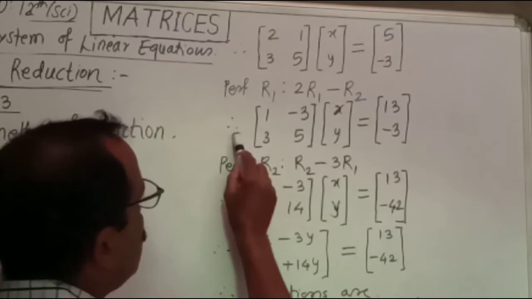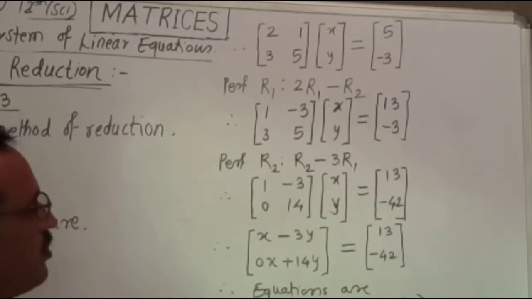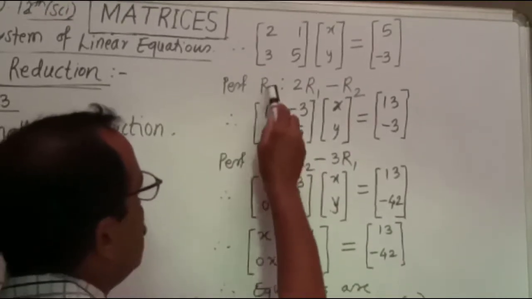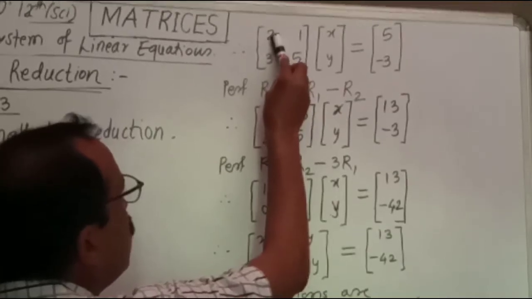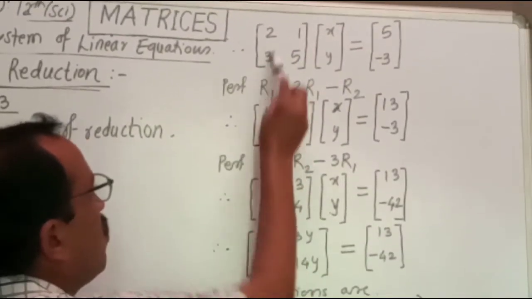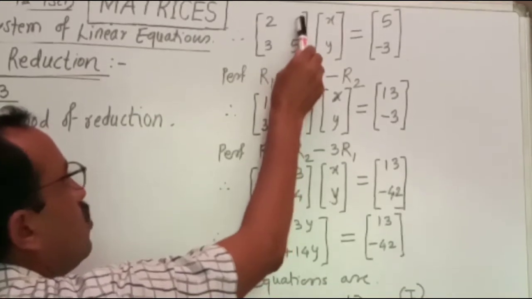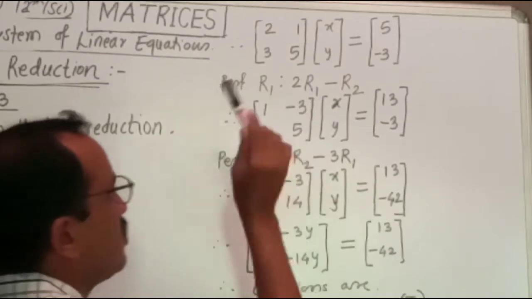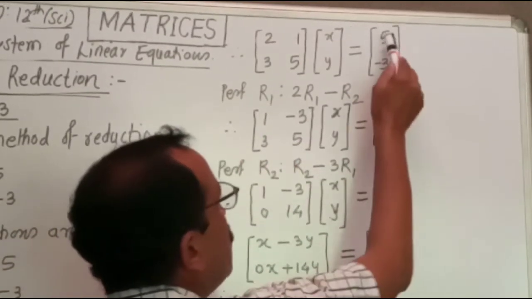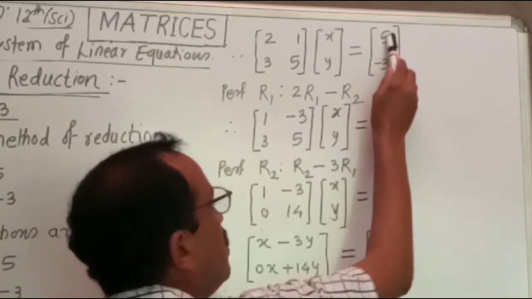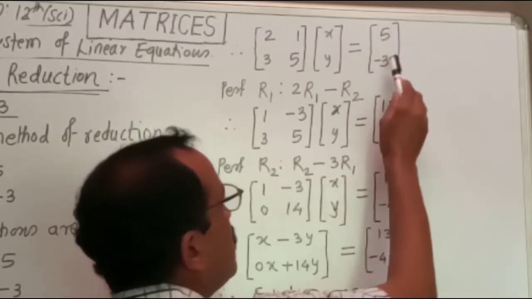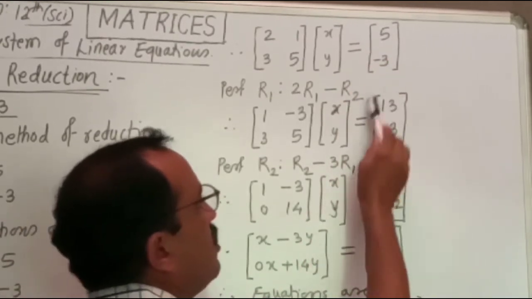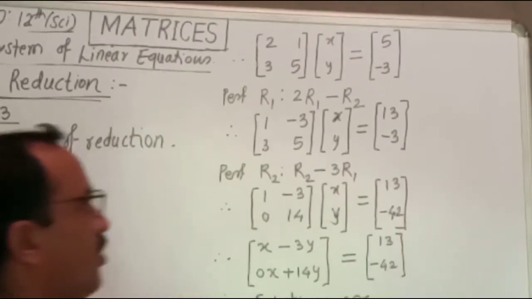So R2 remains the same here. I write R2 as 3, 5, minus 3. And R1 changes to 2 into 2, 4 minus 3, 1. 1 into 2, 2, 2 minus 5, this minus 3. So the first row is 1, minus 3. Here also on the right hand side, 5 multiplied by 2, so it is 10. 10 minus minus 3, that means 10 plus 3. Means the last element of R1 here is 13.